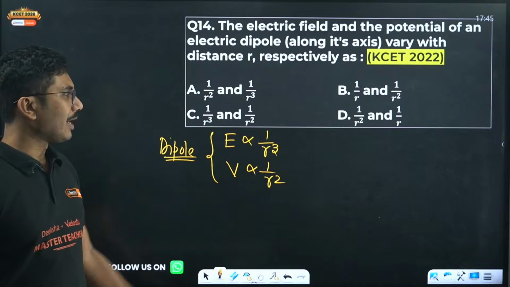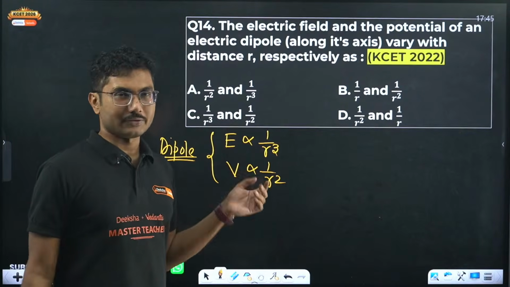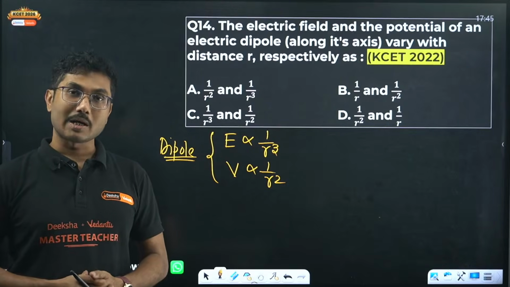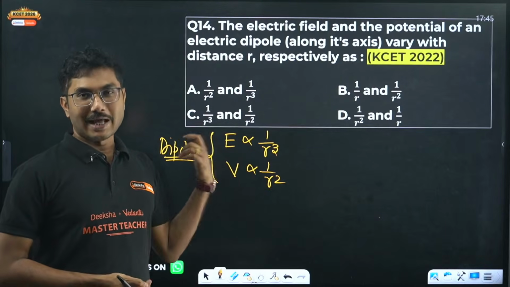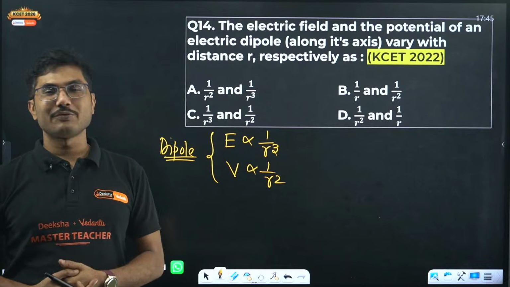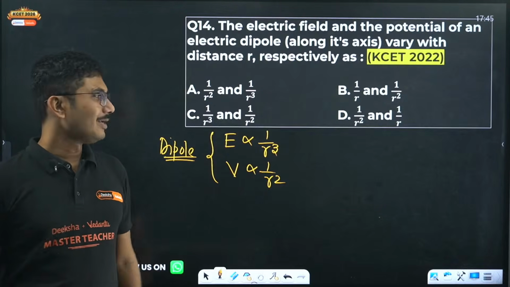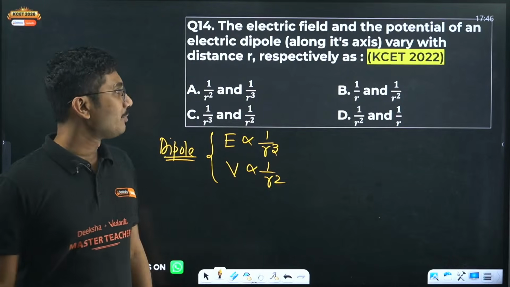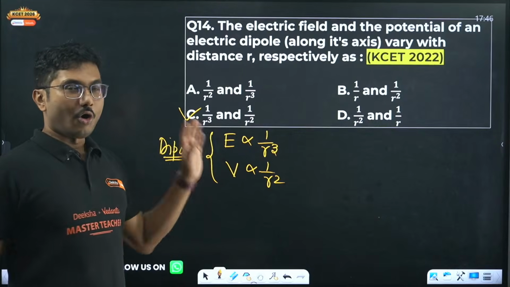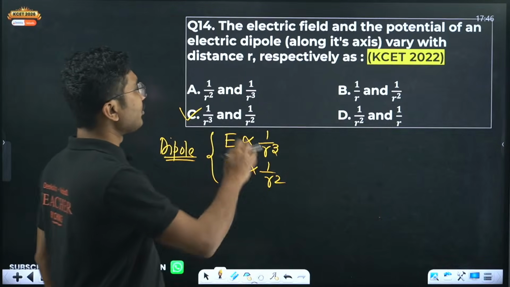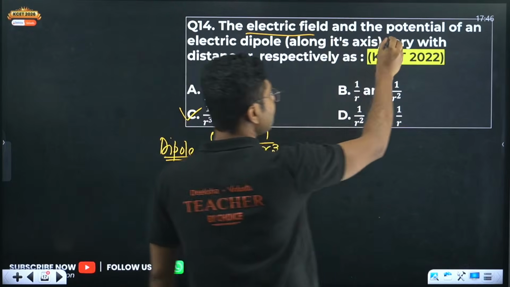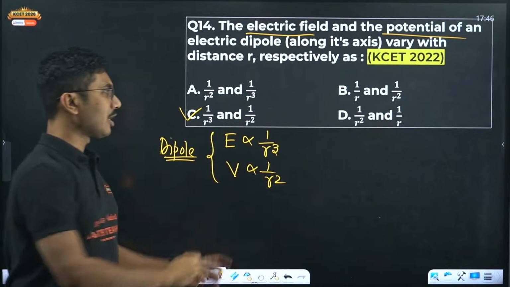This is different from a single charge. For a single charge, electric field varies as 1 upon r square and potential varies as 1 upon r. But a dipole has two charges, so the power of r increases: 1 upon r cube and 1 upon r square. Remember, in all such questions, make sure you understand the order. First is electric field, second is potential, so 1 upon r cube and 1 upon r square.